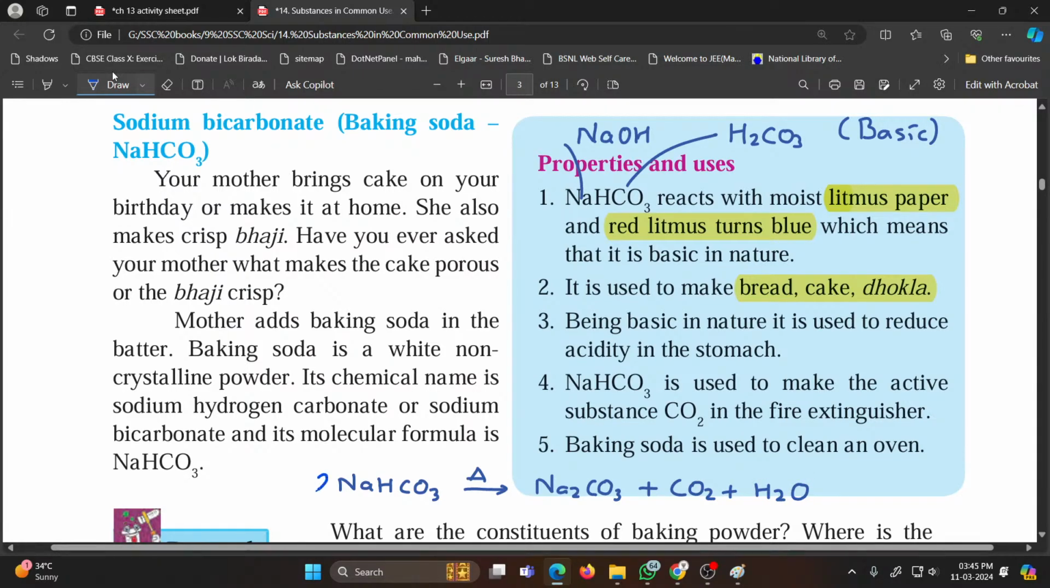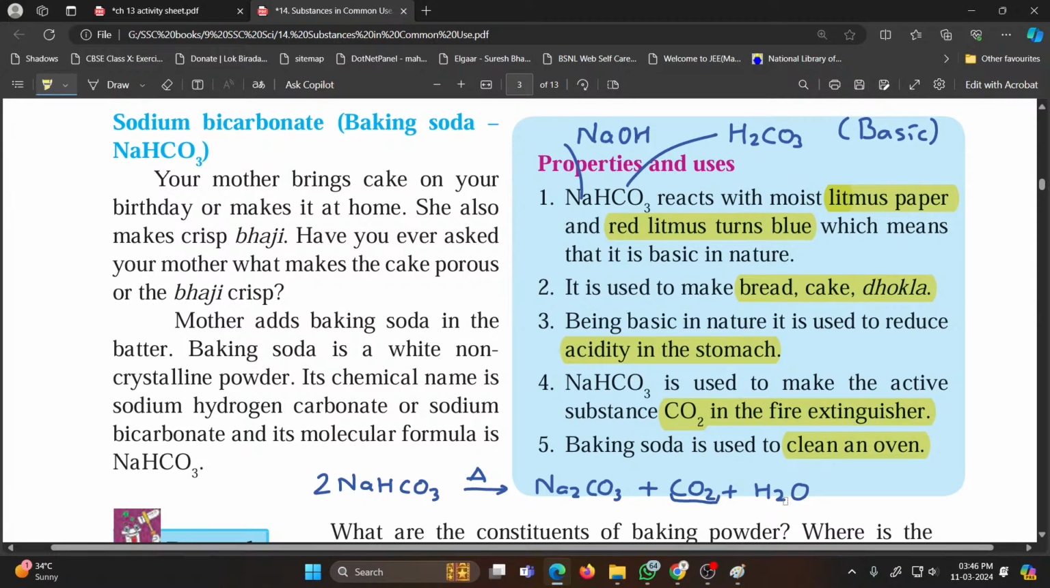If you write 2NaHCO3 here like this. So this carbon dioxide gas makes the edible substance soft and fluffy, and that's why it is used to make bread, cake and dhokla. Being basic in nature, it is used to treat acidity in the stomach. Then sodium bicarbonate is used to make active substance carbon dioxide, which is used in fire extinguisher, and the baking soda is also used to clean an oven.